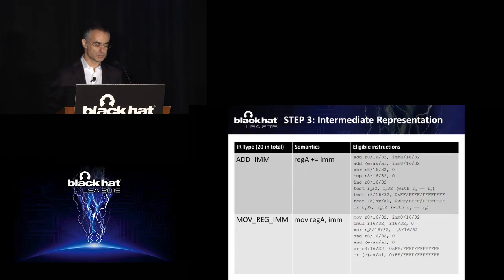This is a snapshot of the intermediate representation layer. What is it? We take all the similar instructions and we group them in different classes, which we use for mapping.